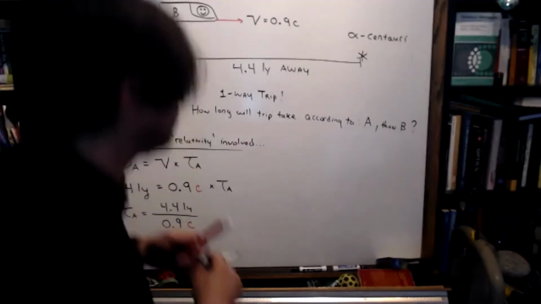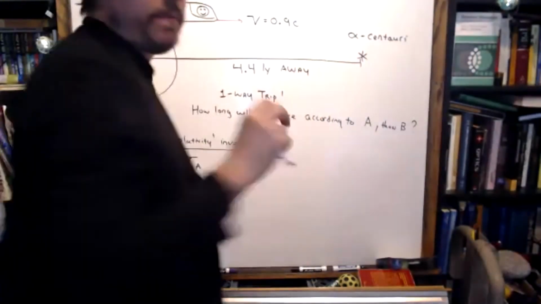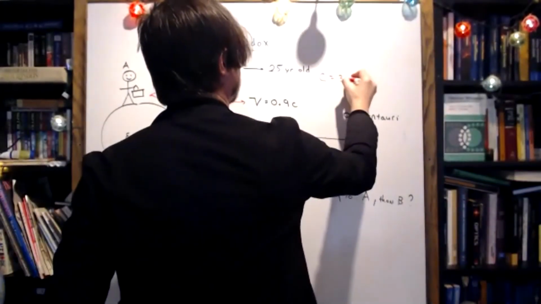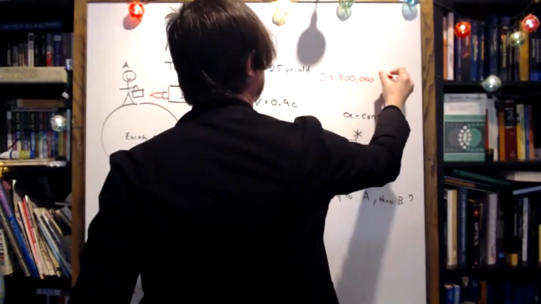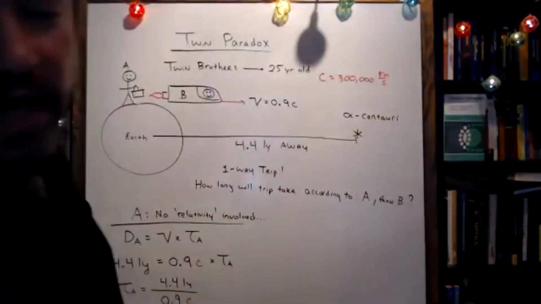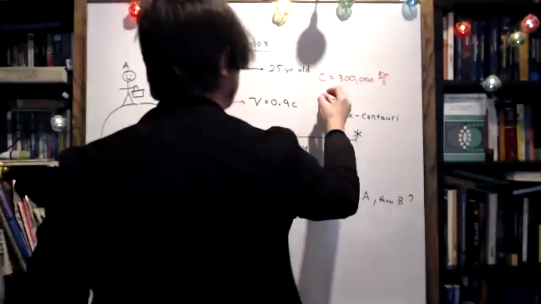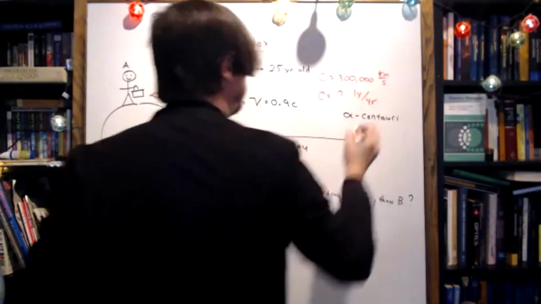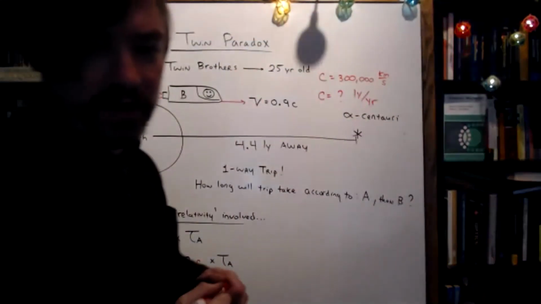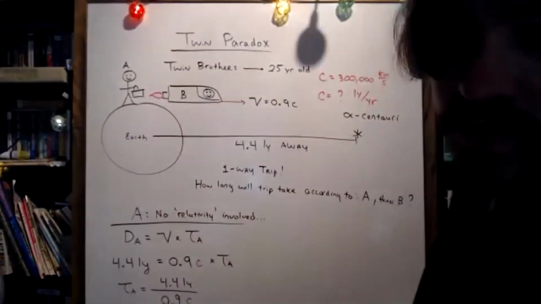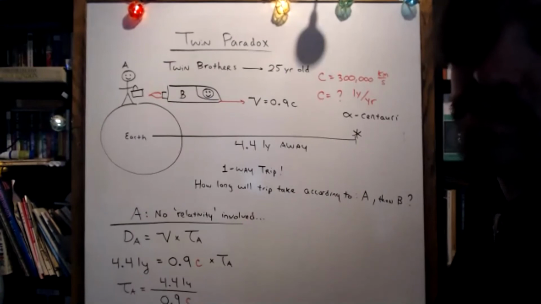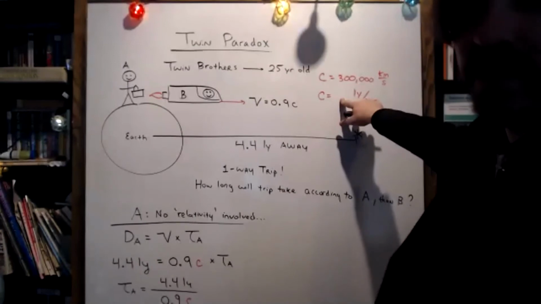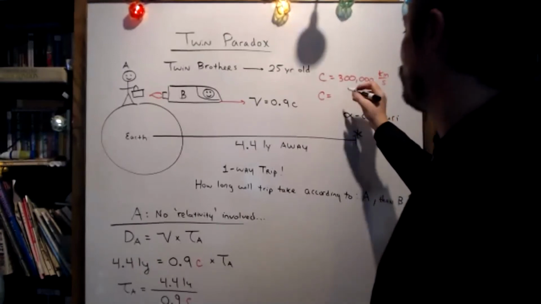So I've got a suggestion. Instead of doing all that work, instead of using c as 300,000 kilometers per second, we can make our lives really simple here if we only knew the speed of light in light years per year. Is there anyone in the studio audience who could guess the speed of light in light years per year? Chris? 1. That's right. Because by definition of a light year, it's the distance light travels in 1 year.